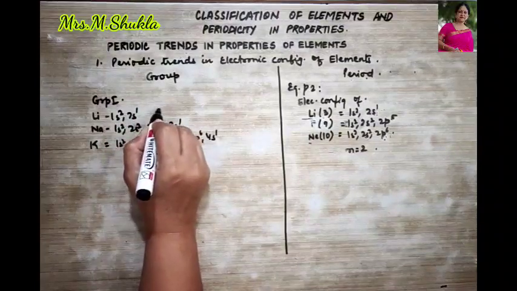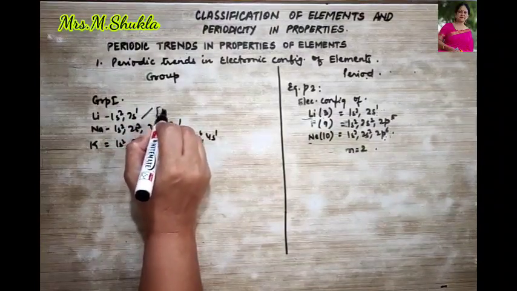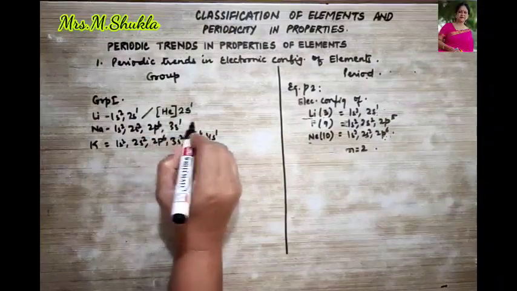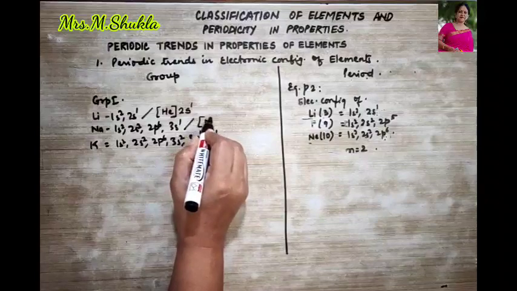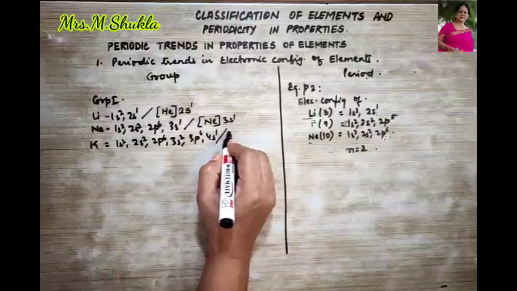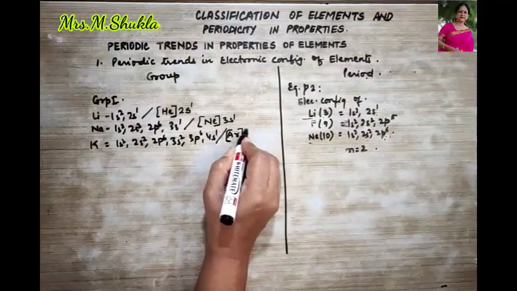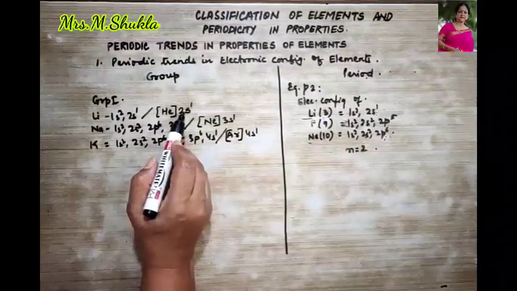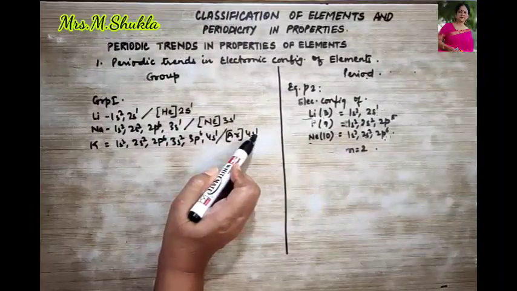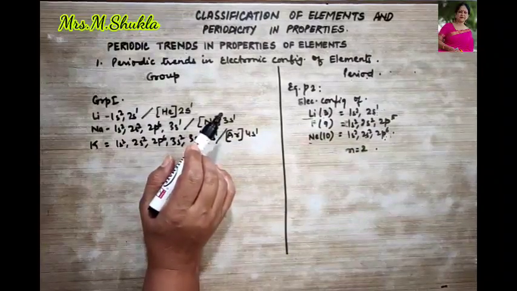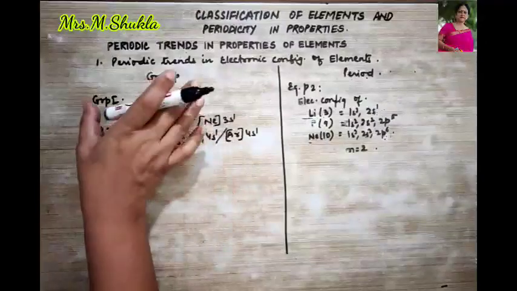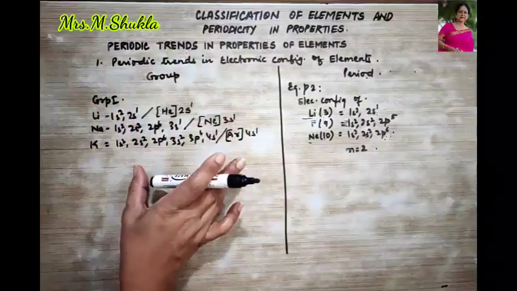Helium is 2, so we can write lithium as helium 2s1. Sodium can be written as neon 3s1. Potassium can be written as argon 4s1. So what are we seeing over here? The number of electrons in the outermost shell remains the same. Is that clear? Thus, we say that the electronic configuration in a group always remains the same.